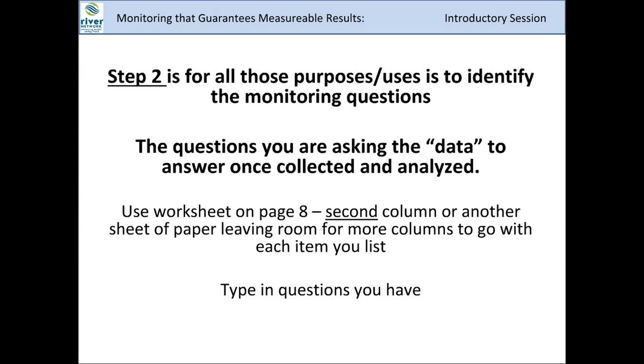And you might begin to realize that some of your uses are asking the same questions, or vice versa. They just have a little different purpose. So I'll give you a minute to record the data objectives or the monitoring questions you have with those uses. Again, you don't need to get them all. Just get some to get a flavor for this. If you have any questions, type them in the chat box.